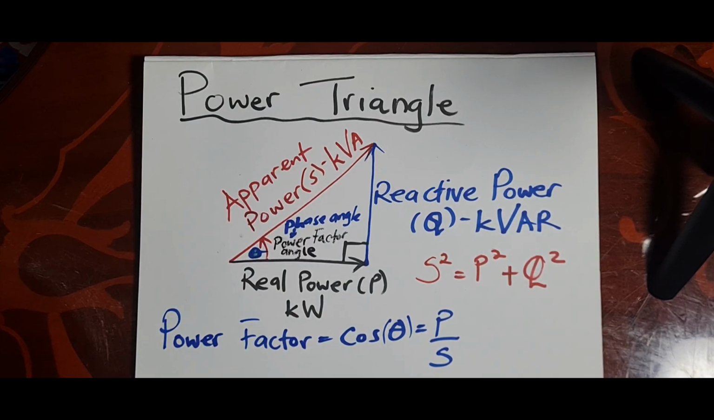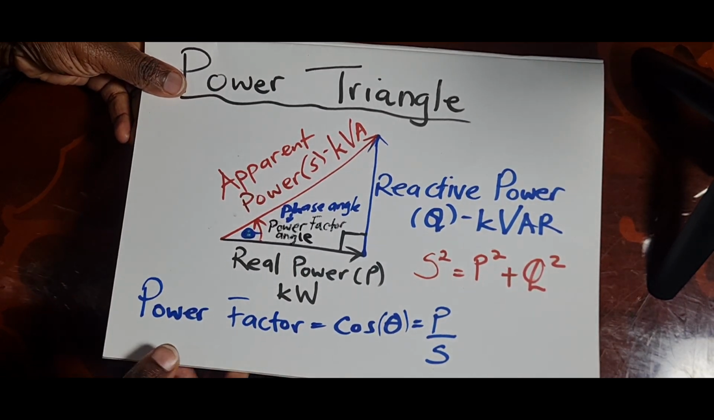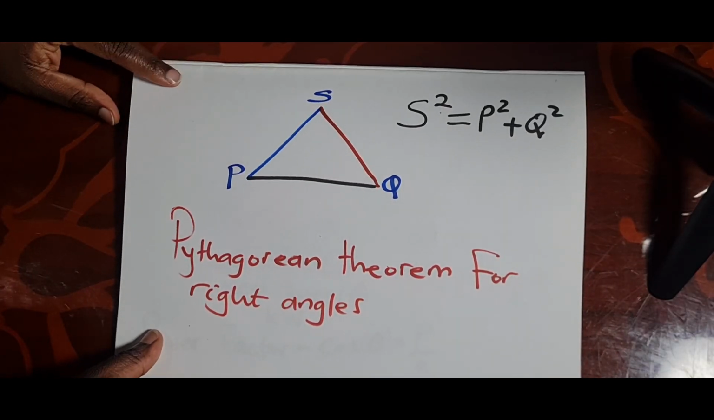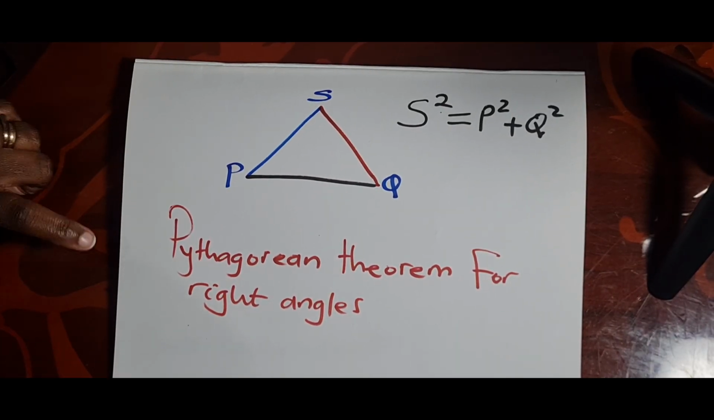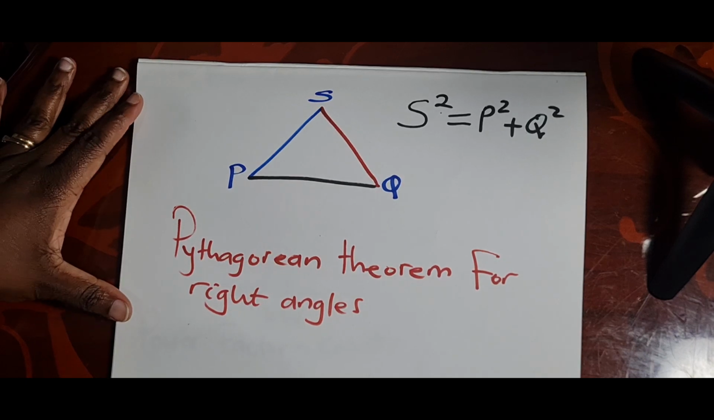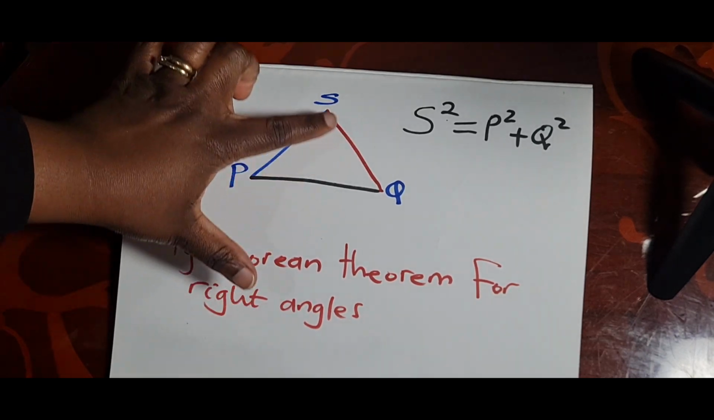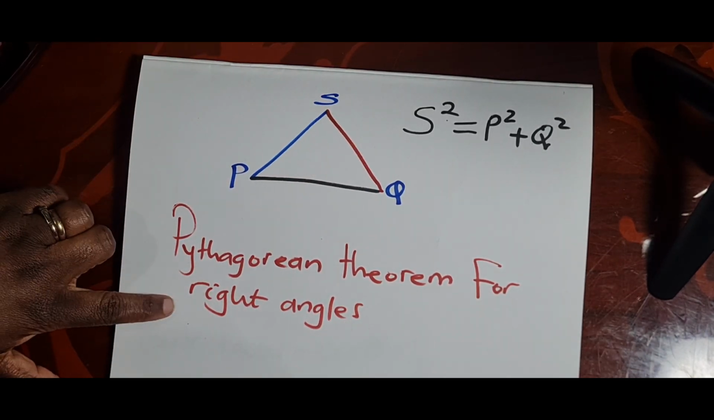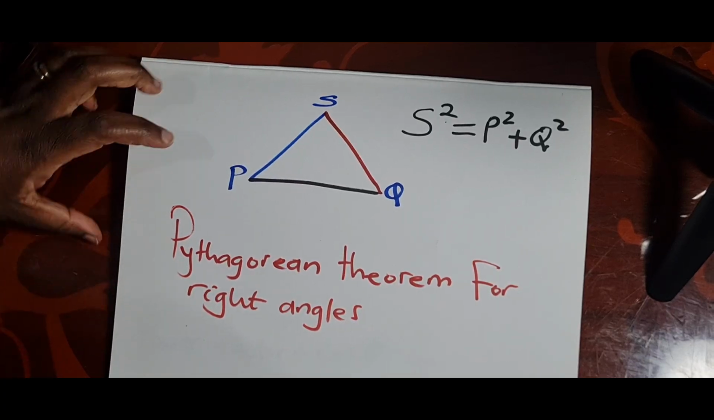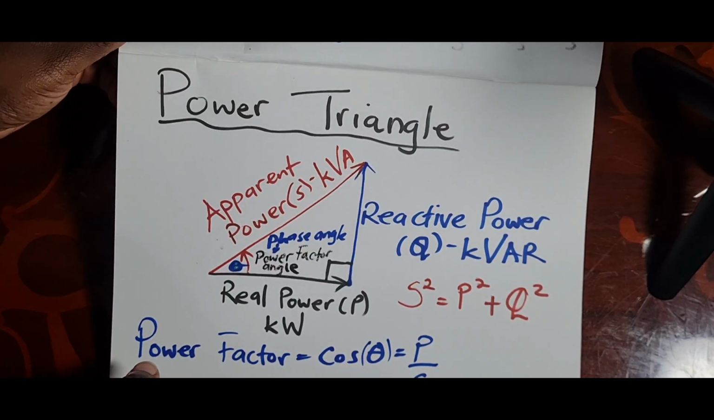Now, how do we calculate it? We use Pythagoras' Theorem. We can tell that this triangle has 3 sides on it, and we are going to use the Pythagoras Theorem for right angles. Okay?